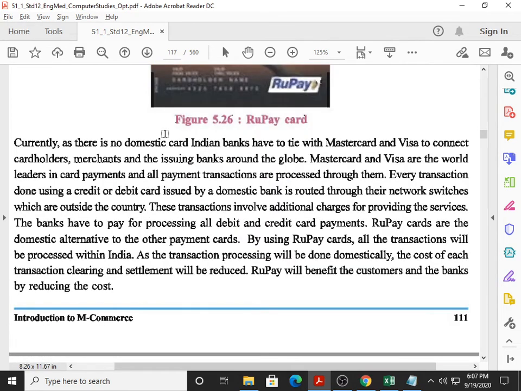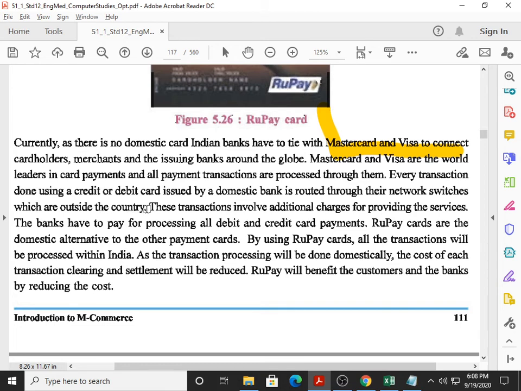Currently, as there is no domestic card, Indian banks have to tie up with MasterCard and Visa to connect the cardholder, merchant and the issuing bank around the globe, around the world. MasterCard and Visa are the world leaders in card payment and all payment transactions are processed through them. That we are aware of and we already discussed. Next, every transaction done using a credit or debit card issued by a domestic bank is routed through their network switches which are outside the country.